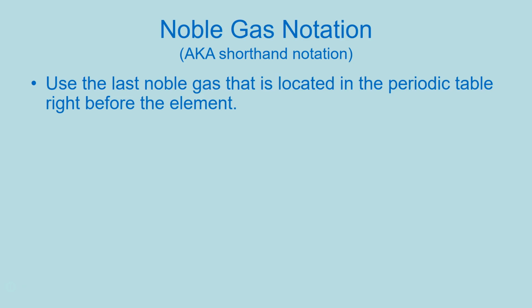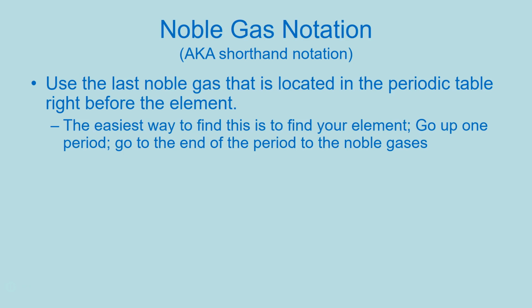So how you do noble gas notation is you use the last noble gas that is located before that element on the periodic table. If you're doing a noble gas, you have to go all the way back to the previous noble gas. You can't just cheat. So if we were talking about magnesium, we go back to neon, since that's the noble gas that occurs before it.